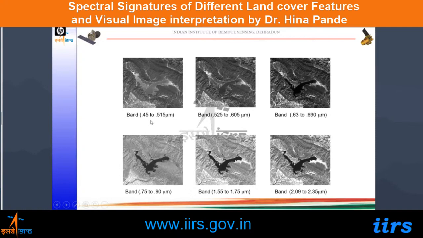Now, if you see individual bands or channels, when they are observed individually, they will be seen as black and white or grayscale images. Then you see in different regions of the spectrum, different features are distinguishable. In some bands, a particular feature is better seen, right? Like here you see vegetation and water, there is a sharp contrast between the vegetation and water boundary.